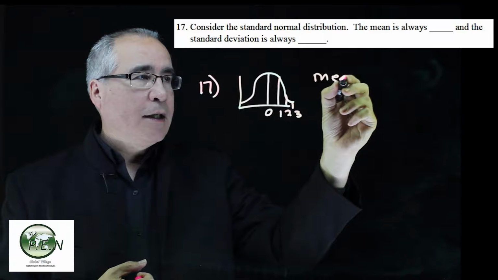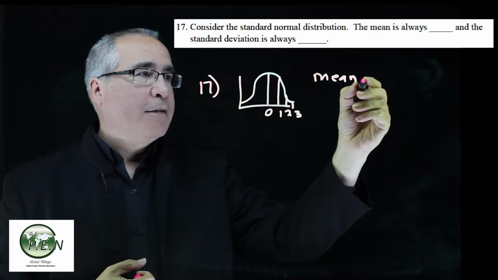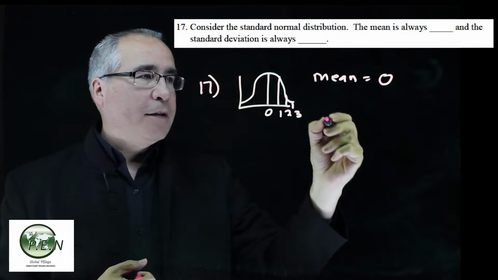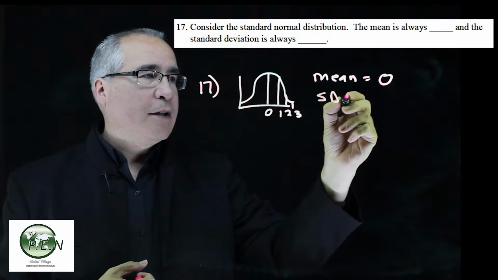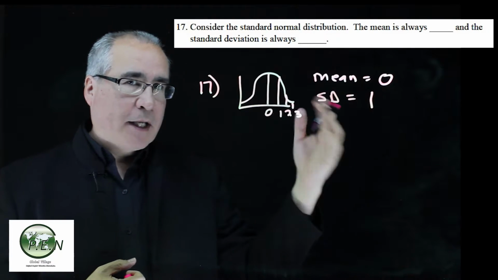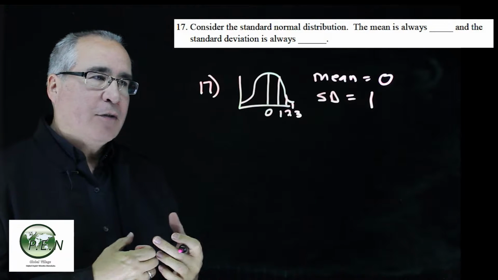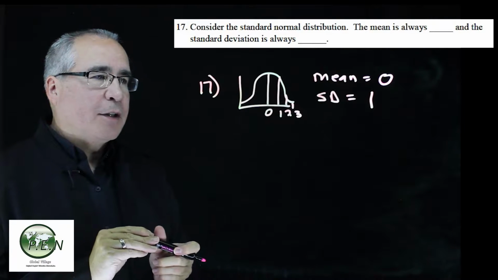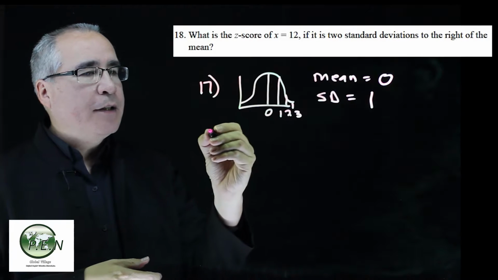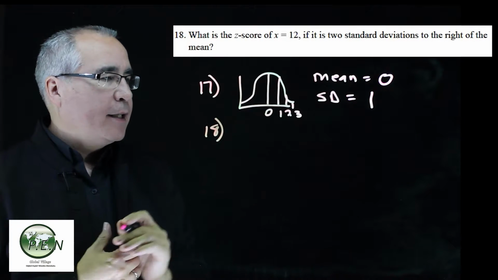What is the mean on a standard normal curve? It's going to be 0. And what is the standard deviation? It will always be 1. And we'll see, don't worry too much about this as we move forward into the next questions. You'll see exactly how this works. So let's go ahead and consider 18 while we're at it.